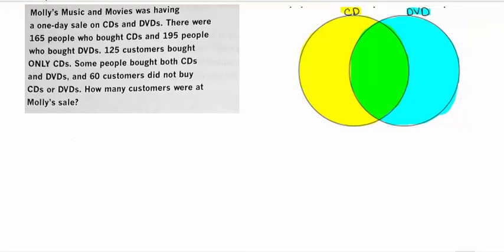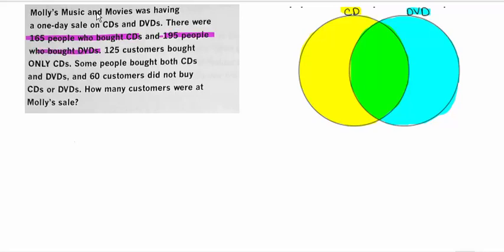All right, so this question is the same question with just different numbers. So this is a little bit more challenging, but same strategy. So let's first of all get the important information here. Molly's Music and Movies was having a one-day sale on CDs and DVDs. 165 bought CDs.